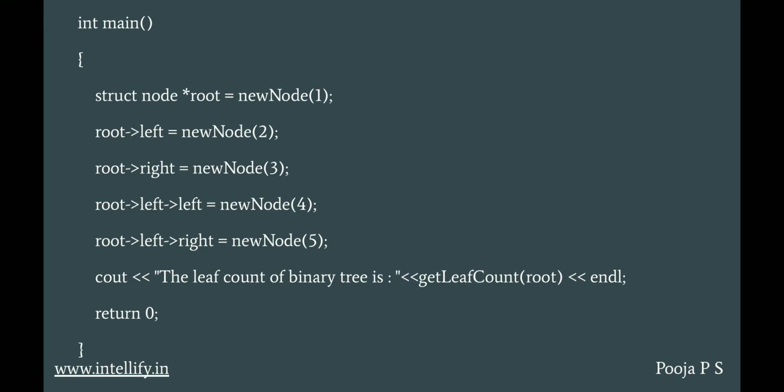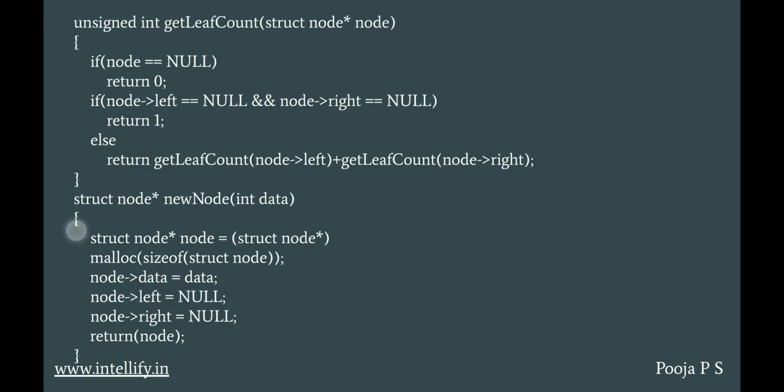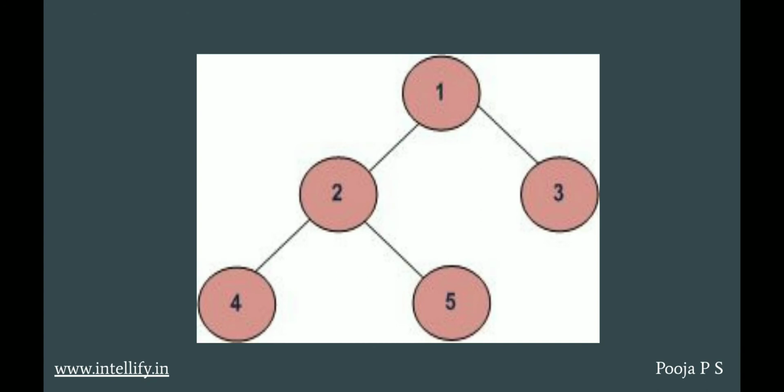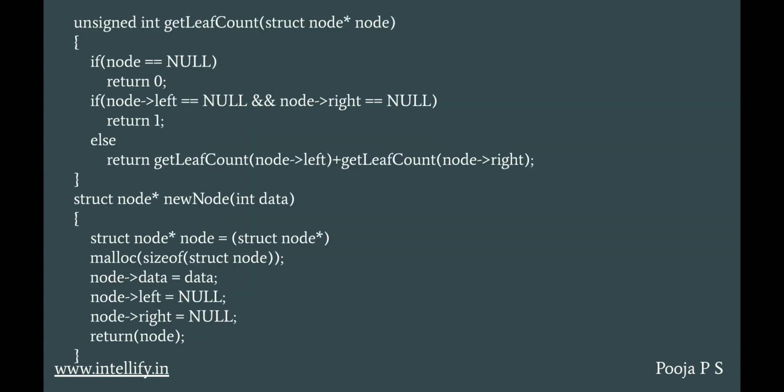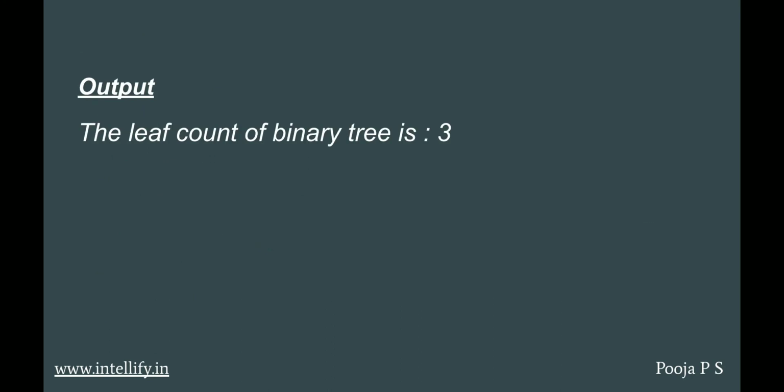Here, as we considered this tree as an example, the number of leaf nodes, that is the count, will be 3. So we will be getting the output 3 here. The leaf count of binary tree is 3.